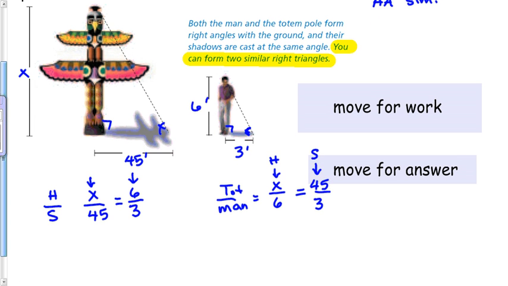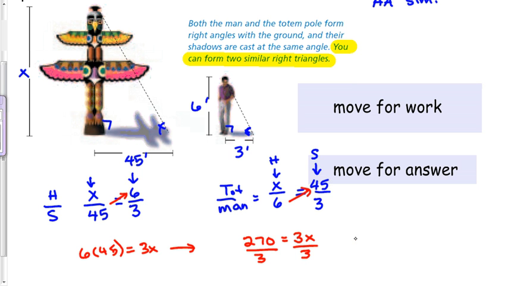In both cases, notice that when I go to solve the proportion by cross multiplying, I'm going to get 6 times 45 equals 3 times x. I get it here. I also get it over here. And so when I go to finish solving this, 6 times 45 is going to be 270 equals 3 times x, and dividing by 3 on both sides so that I can get a coefficient of 1 gets me 90. And so I find out that the totem pole is 90 feet tall.